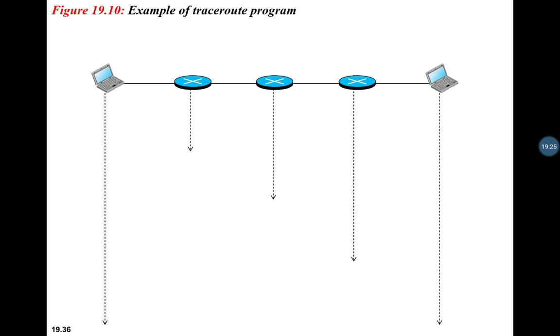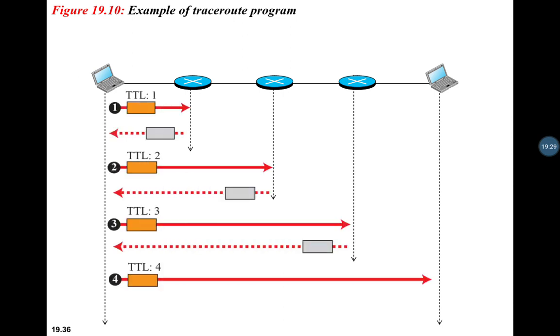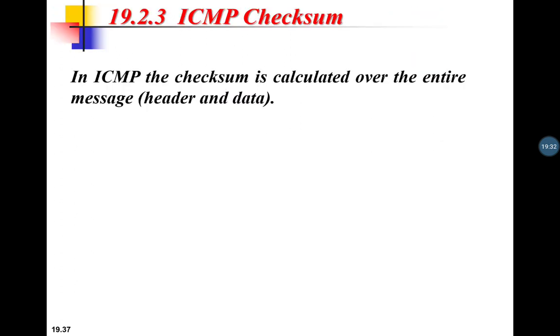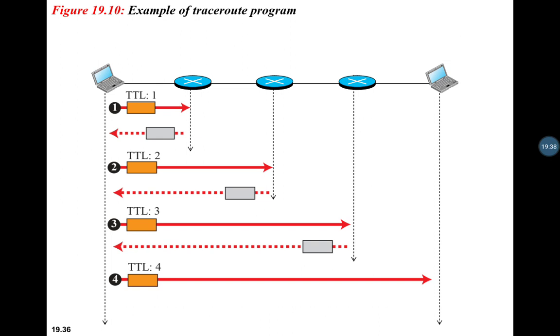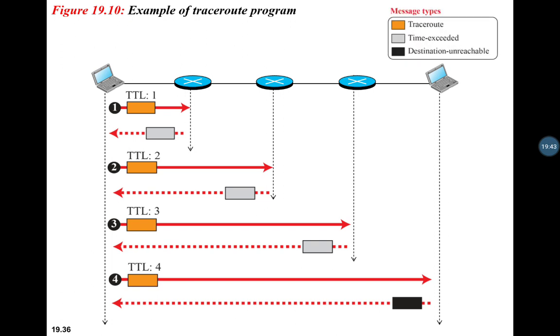Next is about the trace route. So let us see about the trace route program. Here it is traceroute in Unix and tracert in Windows. Tracert or traceroute is used to trace the path of the packet from source to the destination. Just it is used to trace the path or to find the IP addresses of all the routers visited along the path.